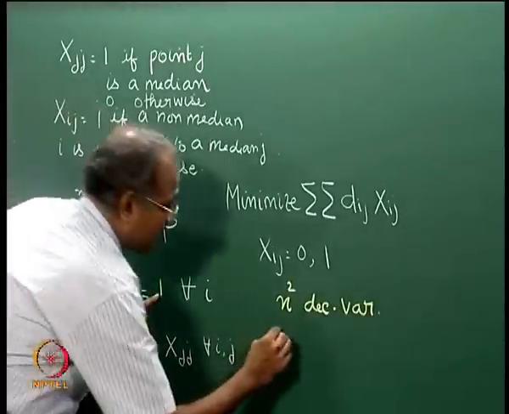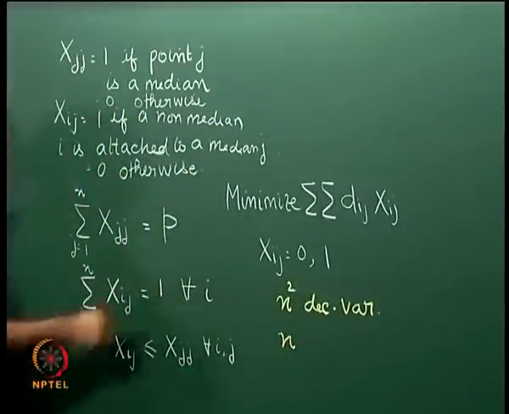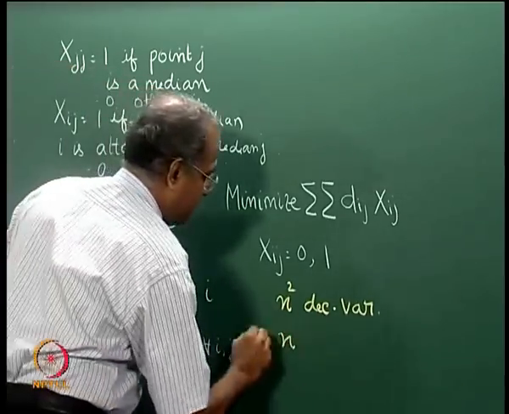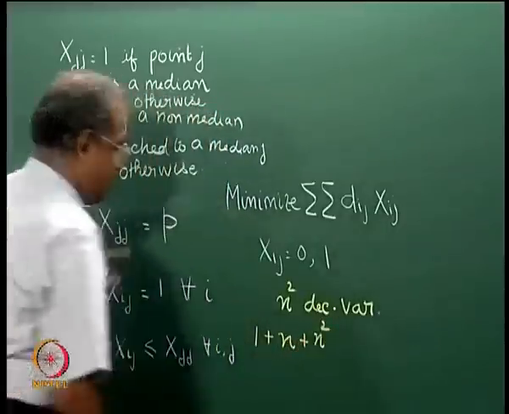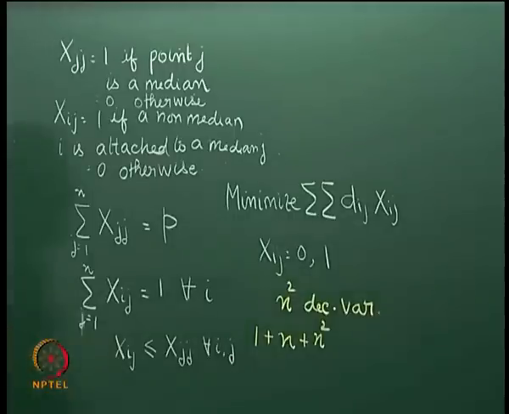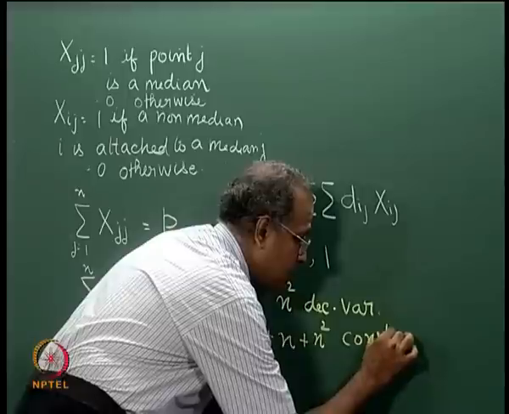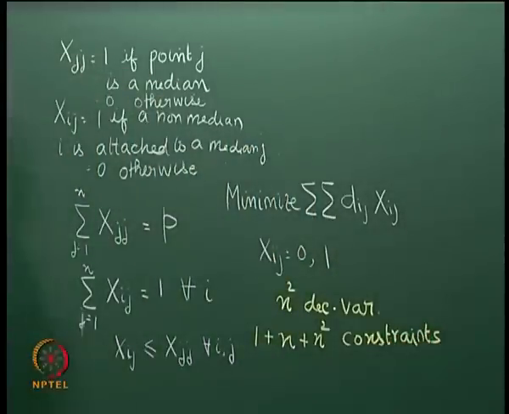Now, there are n constraints here, one for each point. There is one constraint here, and there are n square constraints that come from here for every xij. So, this will be 1 plus n plus n square constraints in this formulation.